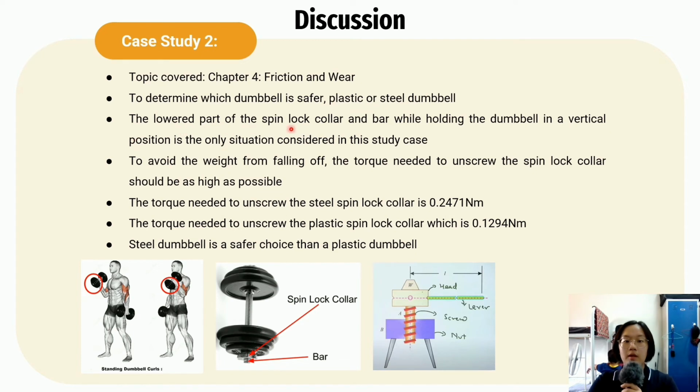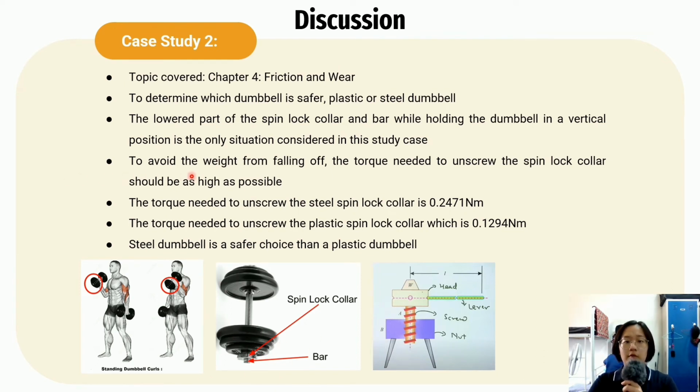The lower part of the spin lock collar and bar while holding the dumbbell in a vertical position is the only situation considered in this case study. It means that this is the scope of our case study. We are not considering the dumbbell in horizontal position. Instead, we are considering the lower part of the dumbbell in vertical position only.